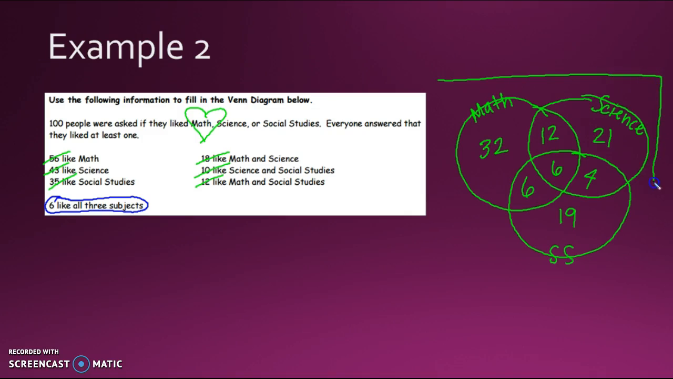Now remember, you can put your box around the outside, and we can put 100 up here. And we want to double check to see if we need to put a number on the outside for somebody that didn't like math, science, or social studies. Right, so that means that all of my numbers added up together have to give me 100. So when I add up 32, 12, 6, 6, 4, 21, and 19, I do get 100, which means there's nothing left in the neither section. And there's your Venn diagram.